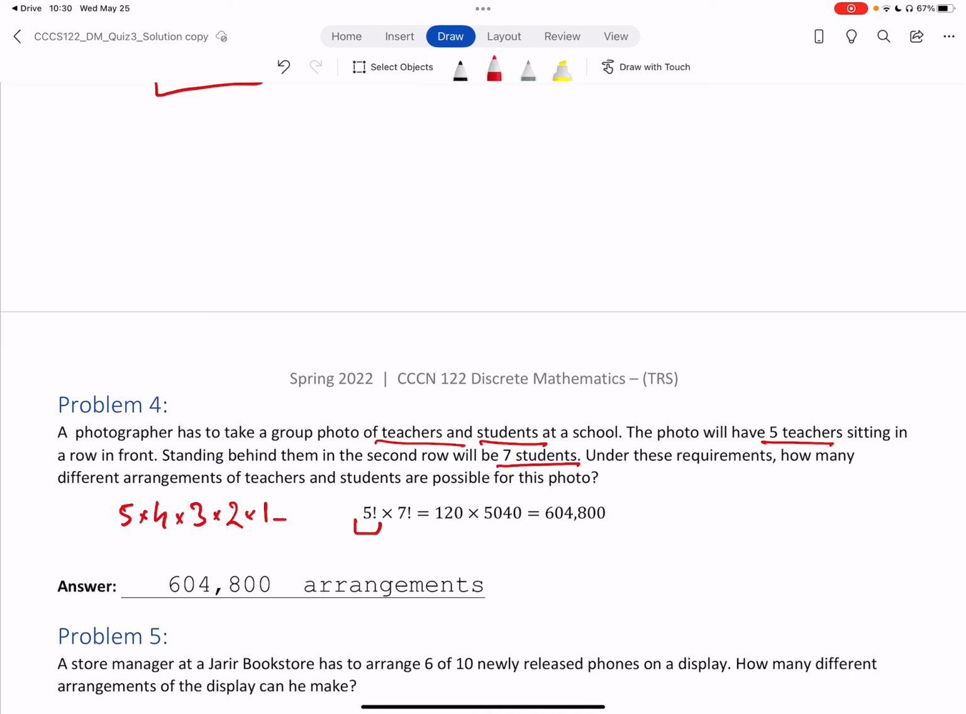So 5 factorial ways to arrange teachers. And by the same logic, there will be 7 factorial ways to arrange students standing behind the teachers, which means in total, the number of arrangements is 5 factorial times 7 factorial, or 120 times 5,040, which comes out to 604,800. Again, this jump you make with a calculator.